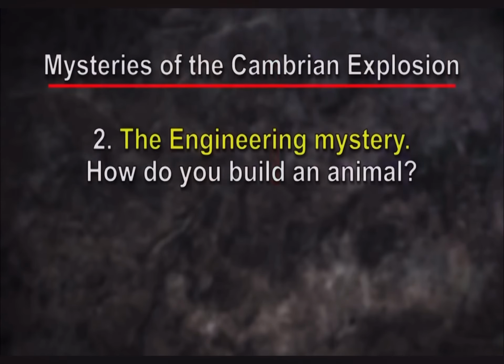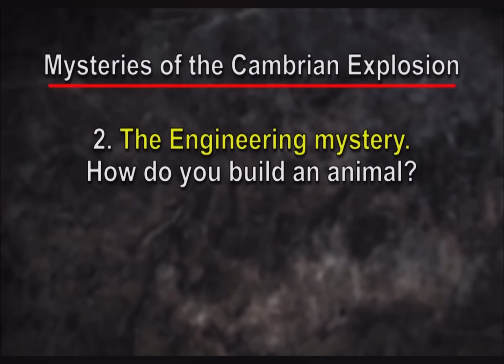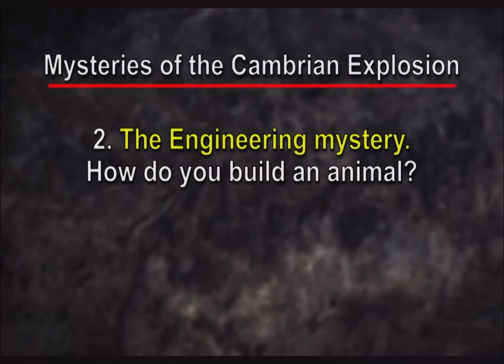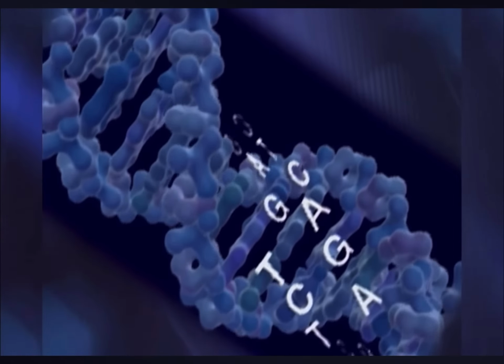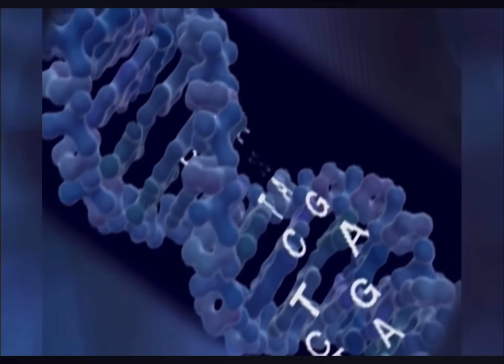But I think there's an even deeper mystery, and that is the mystery that I call the engineering mystery. How do you build an animal? How would the evolutionary process build an animal, especially when you have such a compressed time scale? And that mystery has been made very much more acute by discoveries that have been made since Darwin's time, in particular discoveries in the field of molecular biology about the importance of information, digital codes stored in the DNA molecule, and the importance of that information to building animals.